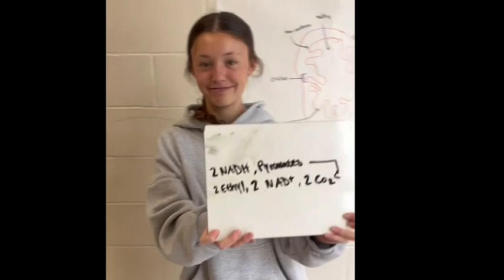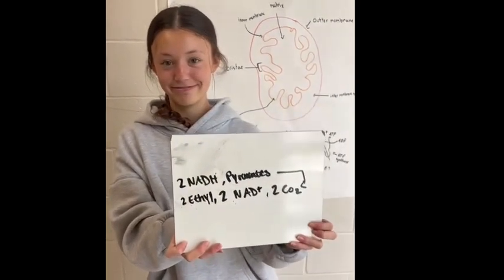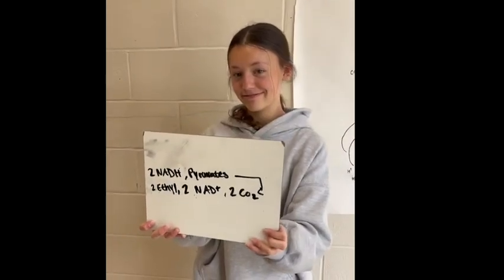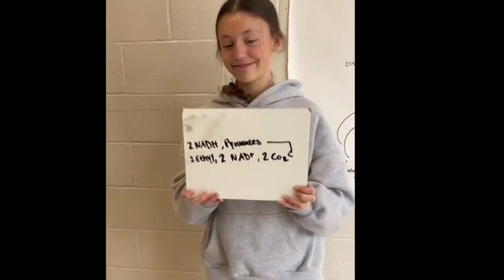Alcohol fermentation follows the same process but has different products. After the same reactants go in, 2 ethyl alcohol, 2 NAD plus, and 2 CO2 are released.